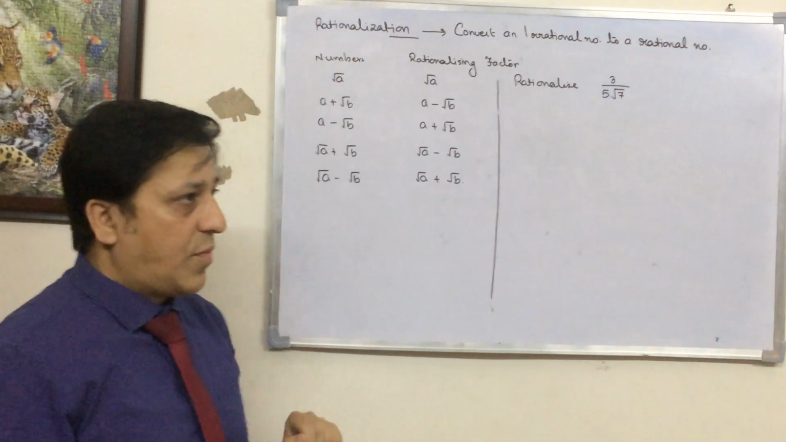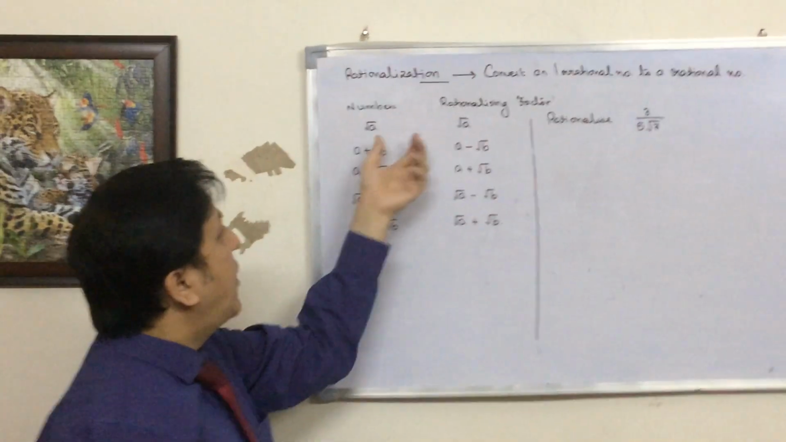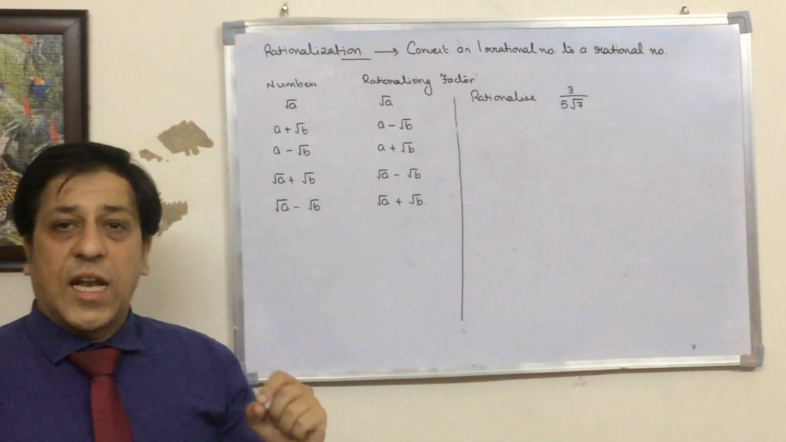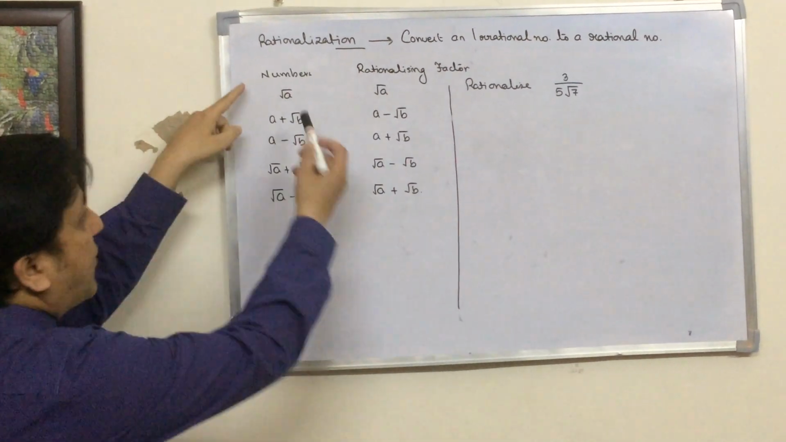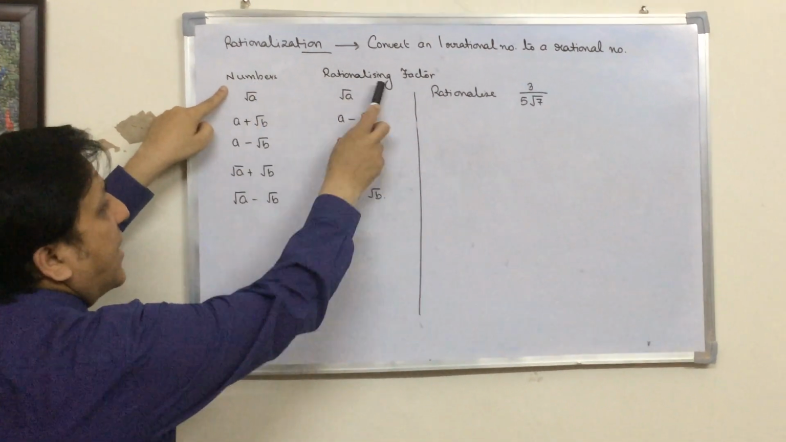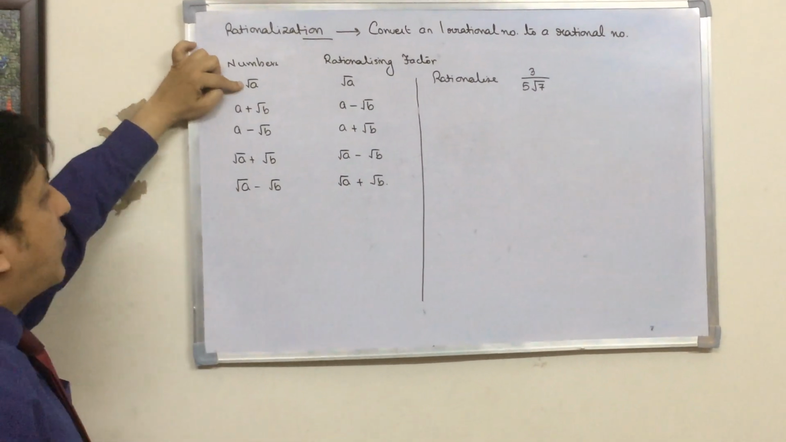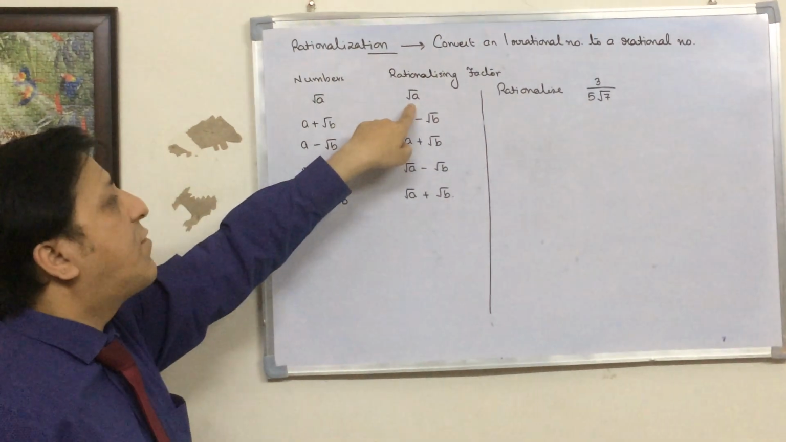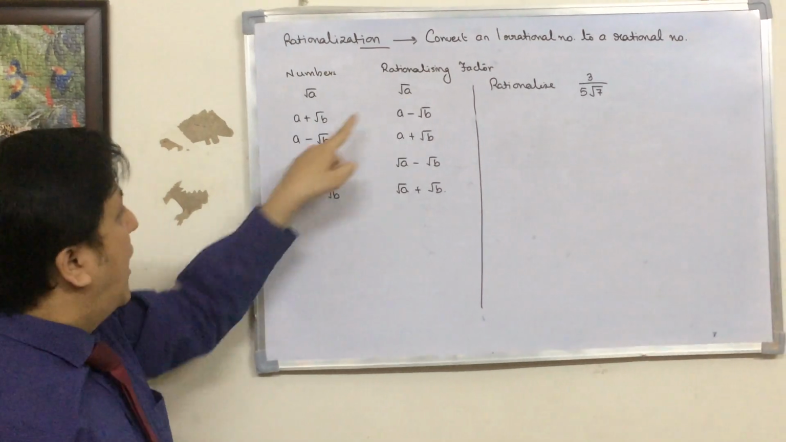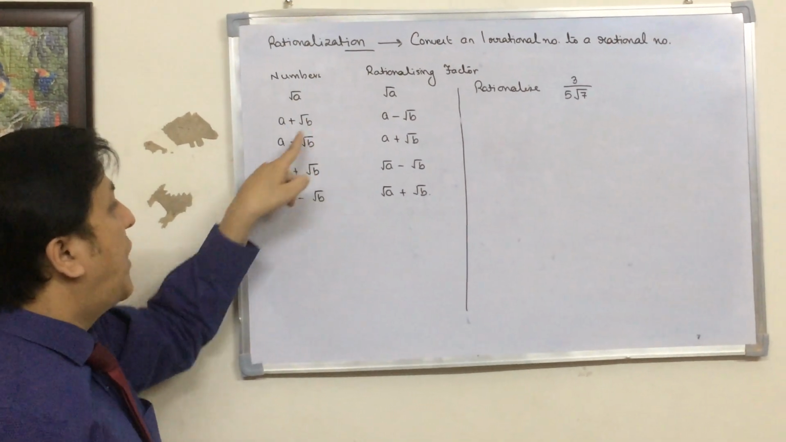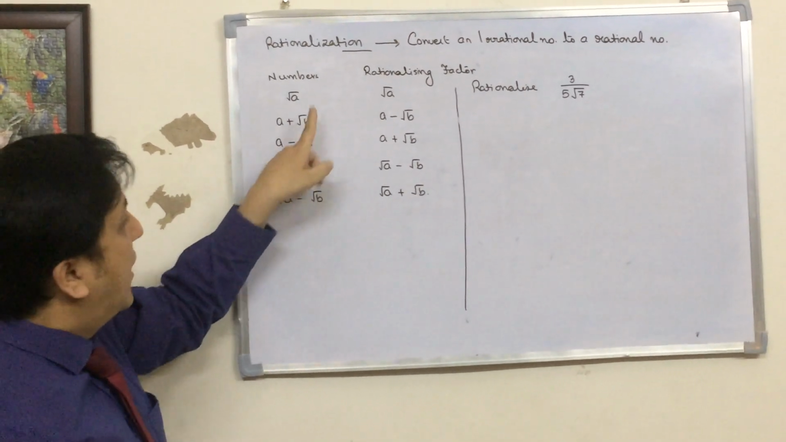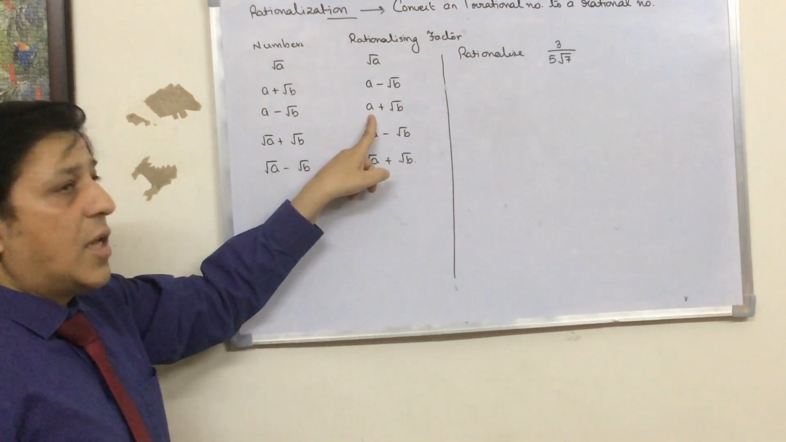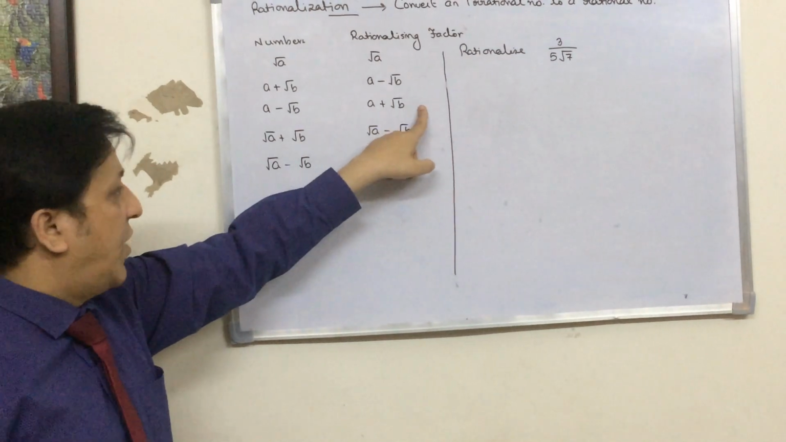How do we do that? We do that by multiplying any irrational number by its rationalizing factor. I have written here some numbers and their rationalizing factors. If the irrational number is of the form under root a, the rationalizing factor will also be under root a. If it is of the form a plus root b or a minus root b, the rationalizing factor will be a minus root b and a plus root b respectively.